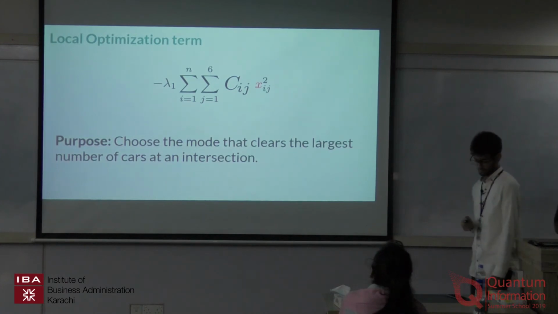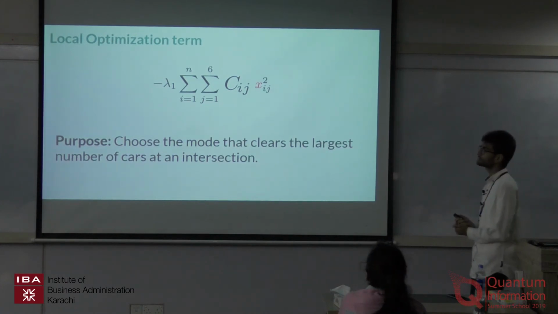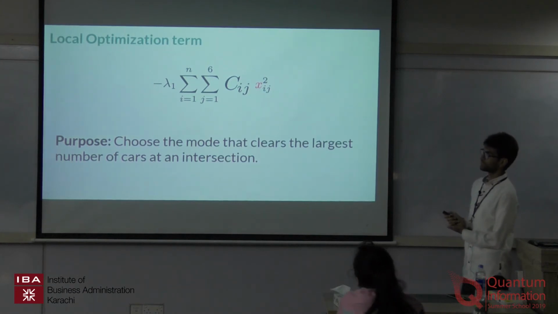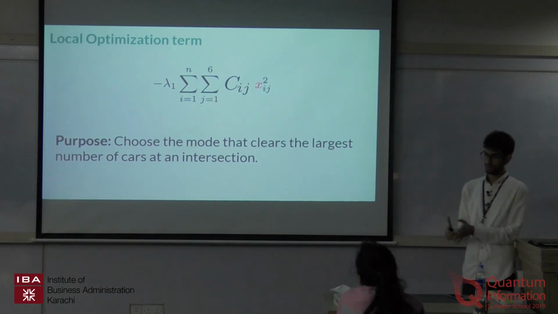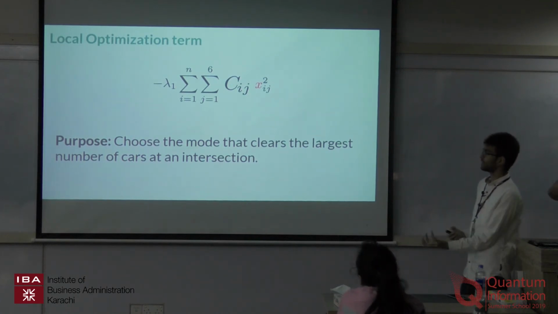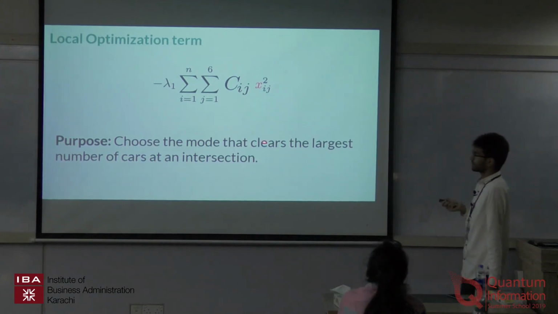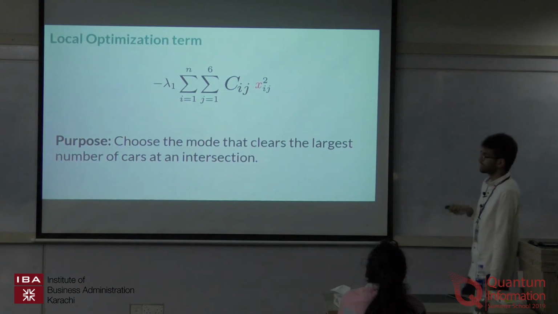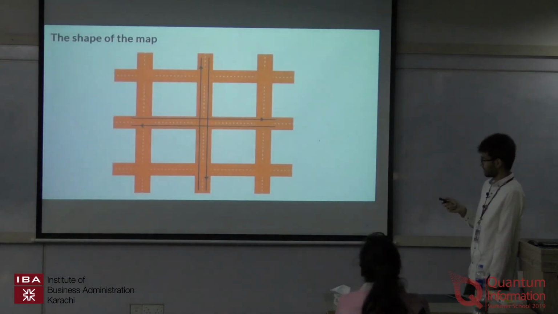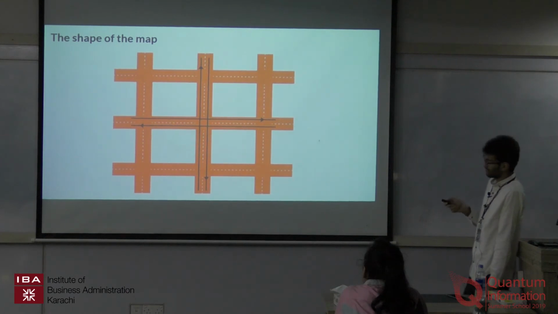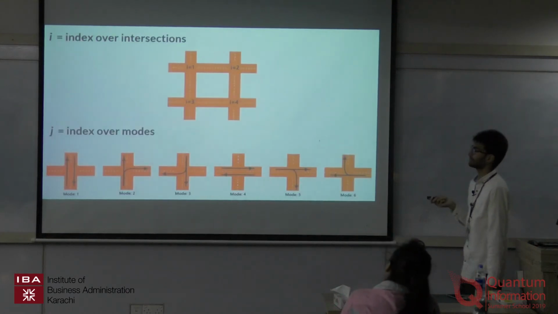So let's discuss the cost function of this problem. This is the term that we call local optimization term. What it does is that it tries to optimize the traffic on every intersection. The purpose of this cost function is to clear the largest number of cars at every intersection. So if you have an intersection here, it tries to find the mode that clears the maximum number of cars right here. It doesn't care about what's happening here or here. So it's sort of like a local optimization term.